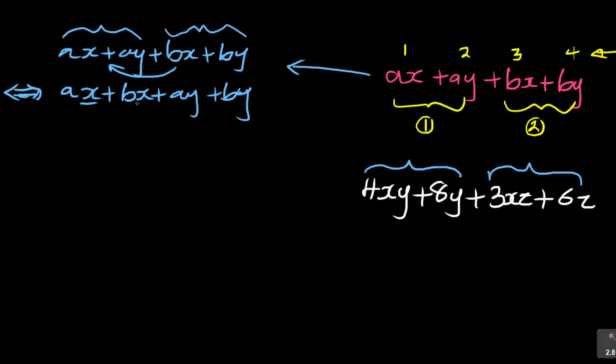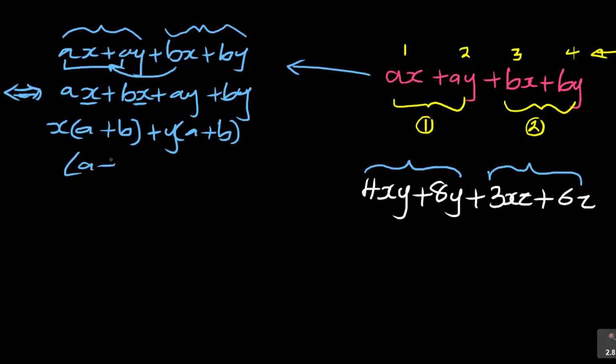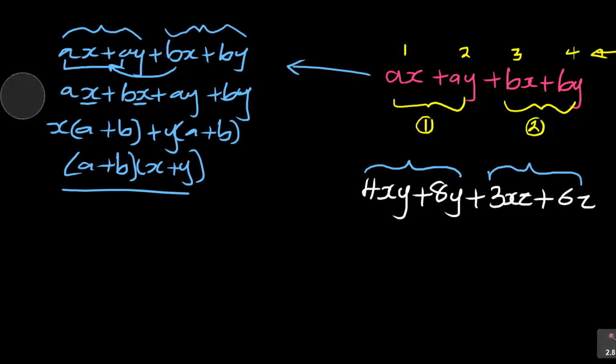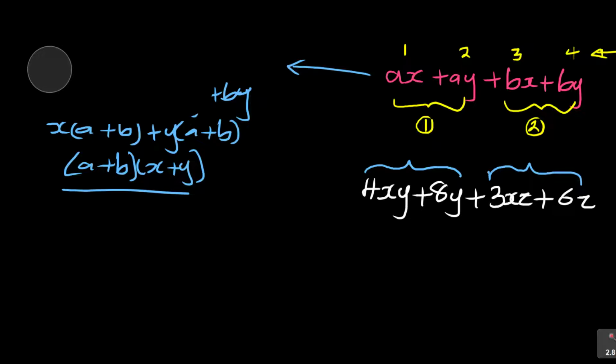So now look here, x being common, you are taking out x, not previously where you took out a. So x, you've got a plus b, and again with y being common, it's a plus b. And the answer will always be the same, a plus b and x plus y. So it doesn't matter, another person can choose to rearrange this whole thing, they will still get the same answer.